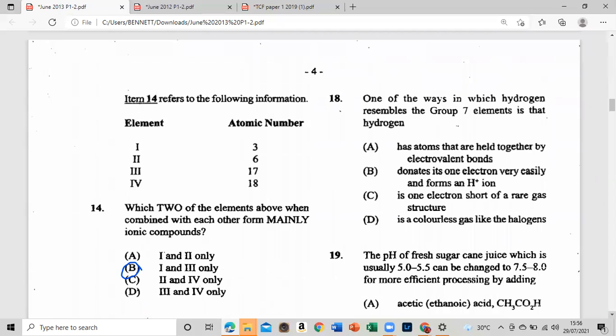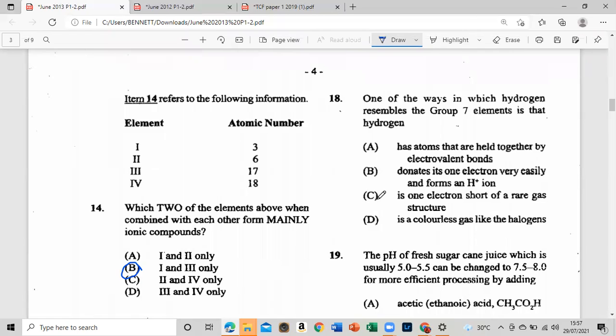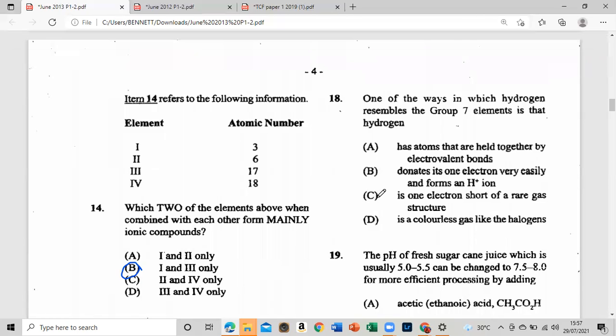Number 18. One of the ways in which hydrogen resembles the group 7 elements is that hydrogen atoms are held together by covalent bonds, donate 1 electron very easily and form an H plus ion, or is 1 electron short of a rare gas structure, or is a colorless gas like the halogens. What is it, guys? Future doctors. Number 18 is C, is one electron short of a rare gas structure. So that would be C.